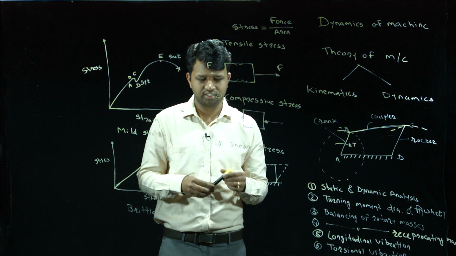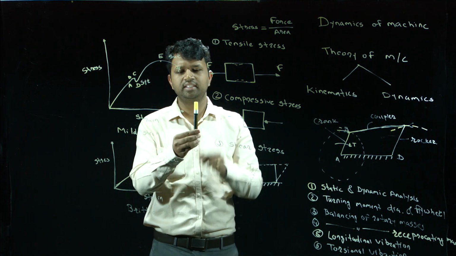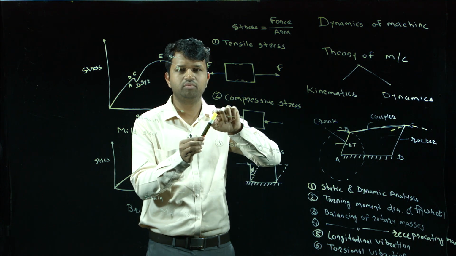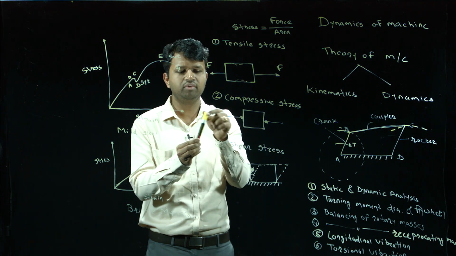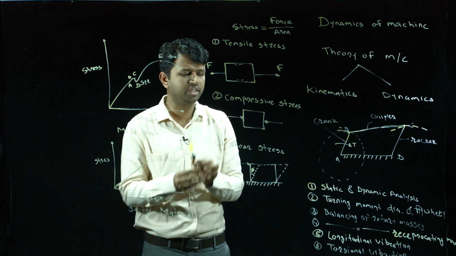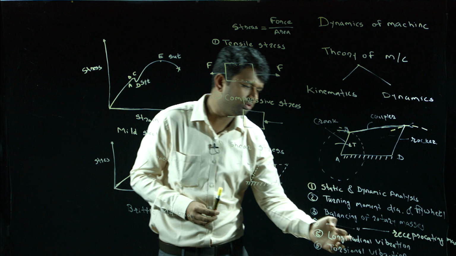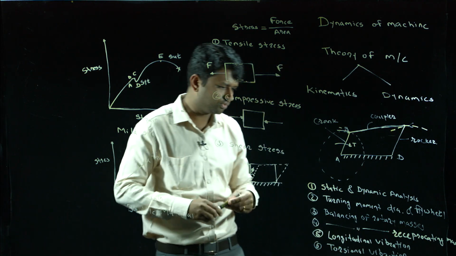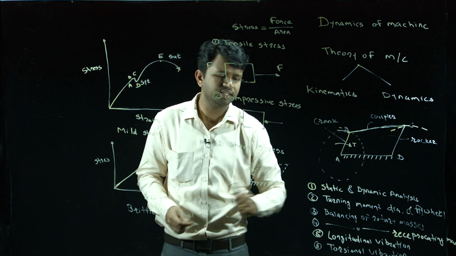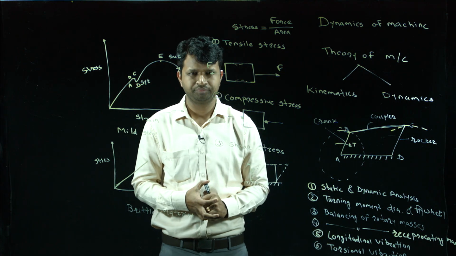Then the fifth and sixth units are all about vibration. Vibration means suppose this is the component, it is in its equilibrium position and I apply a force over it, due to which it gets displaced from its equilibrium position, and again it tries to come back to its equilibrium position. That phenomenon is known as vibration. Vibration is classified into longitudinal and transverse vibration, and torsional vibration, which we will study in the sixth unit.